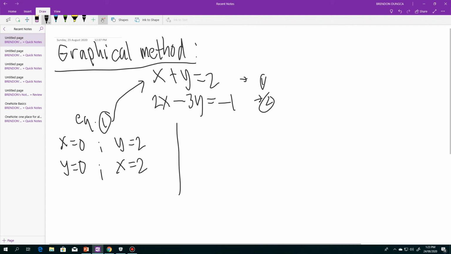So as we said, this is the graphical method. We draw the Cartesian coordinate system. This is x, this is y, this is positive y, this is negative y, this is positive x, this is negative x. Pardon my drawing.